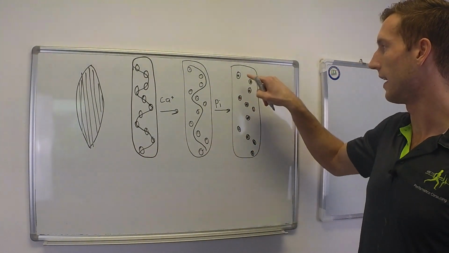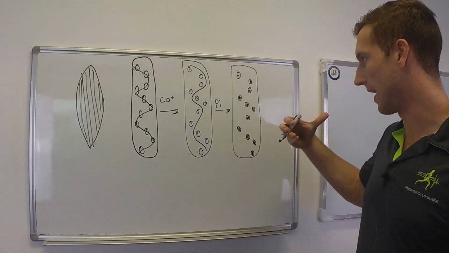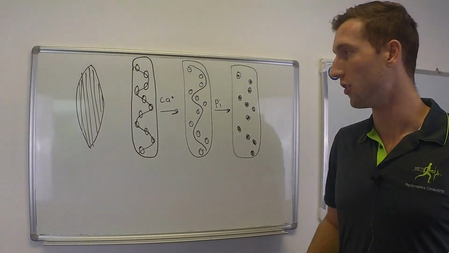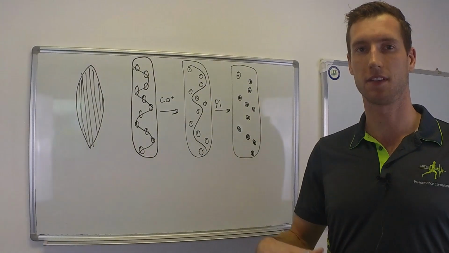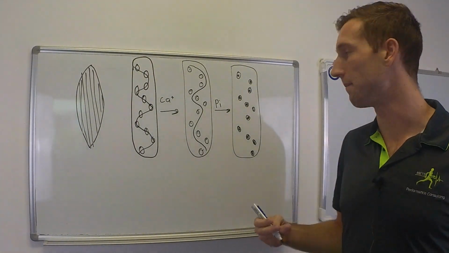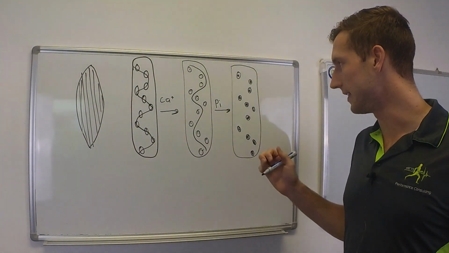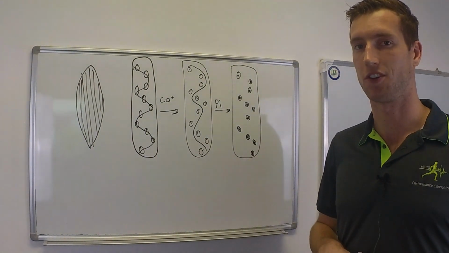But these Pi are blocking up the rest of them. So what's going to happen is we're actually going to produce half the force because half of our myosin binding sites are already taken up by Pi. What the Pi will do is it's actually going to trap the calcium inside the binding site.